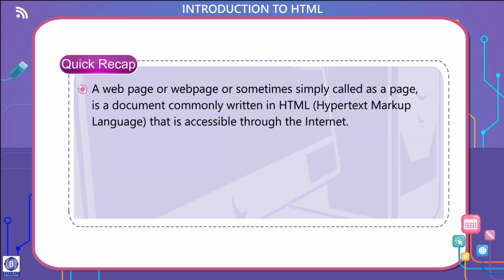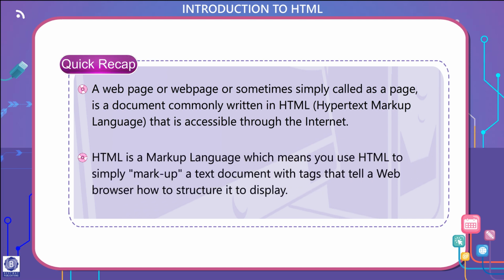Quick recap. A web page, or sometimes simply called a page, is a document commonly written in HTML, hypertext markup language, that is accessible through the internet. HTML is a markup language, which means that you can use HTML to mark up a text document with tags that tell a web browser how to structure it for display.